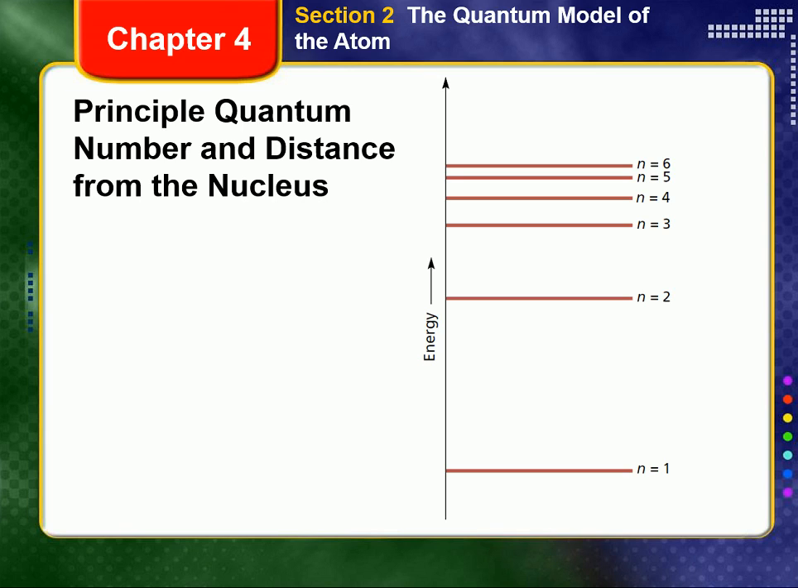As you will see, more than one electron can have the same n value. These electrons are sometimes said to be in the same electron shell. The total number of orbitals that exist for a given shell, or main energy level, is equal to n squared.